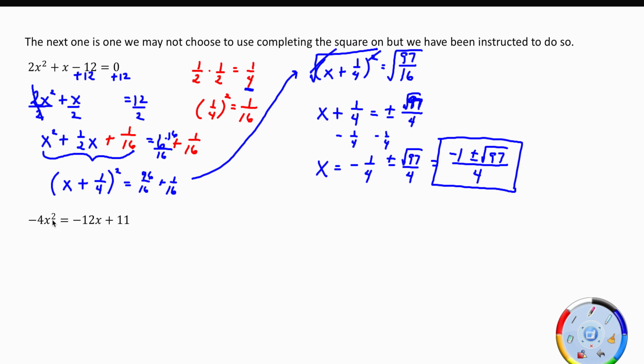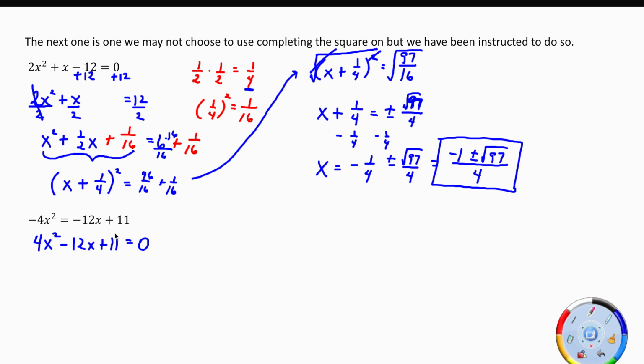So instead of moving these two terms over and then having to change my sign, if I just add 4x squared to both sides, then I get there a lot quicker. All right, so I'd be looking for two numbers that multiply to give 44 and add to give negative 12.